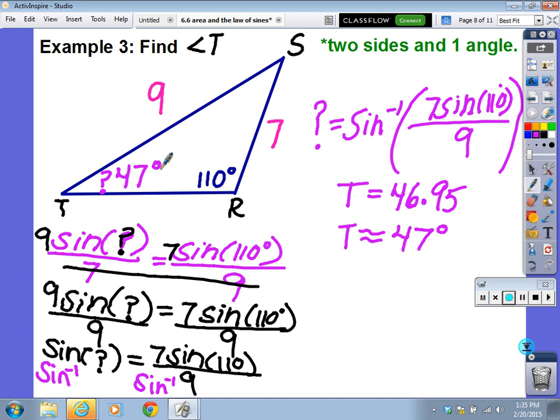Could we find now angle S if we wanted? How? 180 minus 47 minus 110. That easy. Yes. Okay, any questions? So this would be 23 degrees. If we wanted to, like I said, 180 minus 47 minus 110 would be 23. Okay. Last example, and then I will pretty much let you work. Last one.